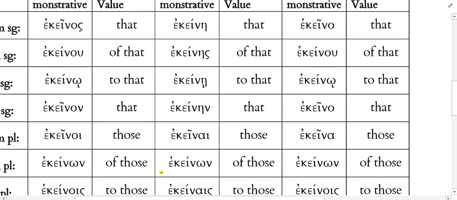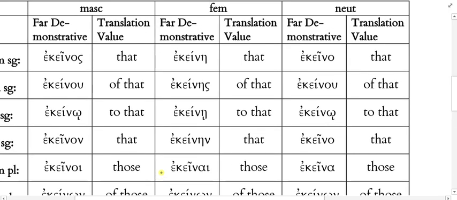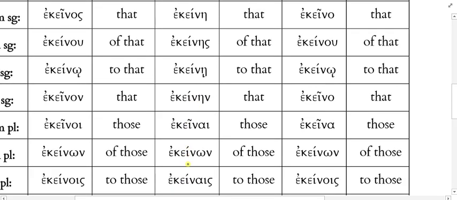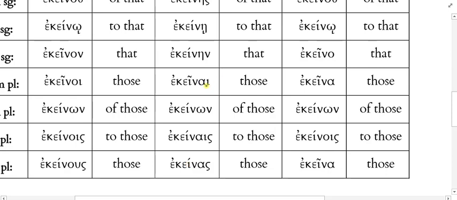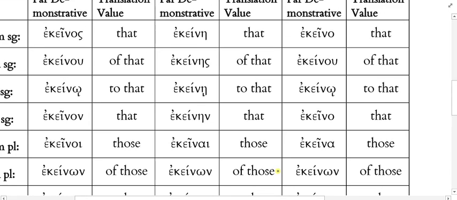Feminine forms. Let's take a look here. We have, first of all, ekene, that feminine thing. Ekenes, of that. Ekene, to that. Ekenen, that. All of these are the standard first declension case endings that you've come to know and love and cherish. Plural forms. Ekenai, those. Ekenon, of those, ekenais, to those, ekenas, those. And then the neuter forms.